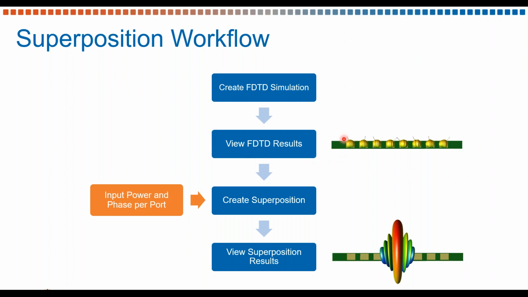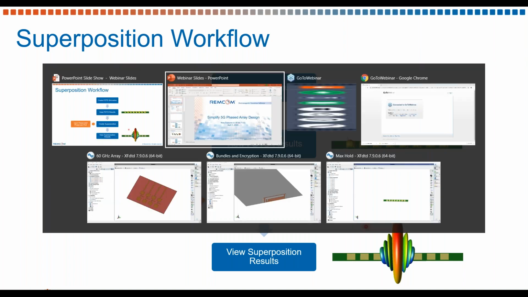Here in this case, we have an 8 element array with each of these antenna elements excited individually, and the patterns are available as seen here. To this, we can then provide the power and the phasing for each of these elements to create a superposition simulation, which in turn provides a composite pattern with all of these elements active at the same time. Having looked at the workflow, now I'll show you how this can be achieved in XFdtd 7.9.